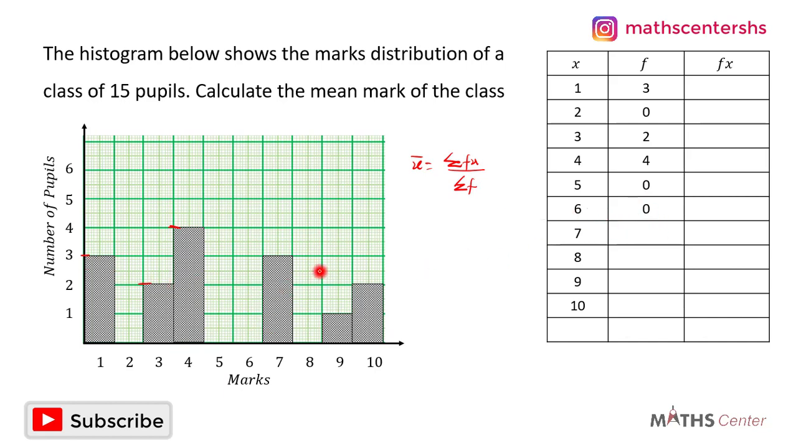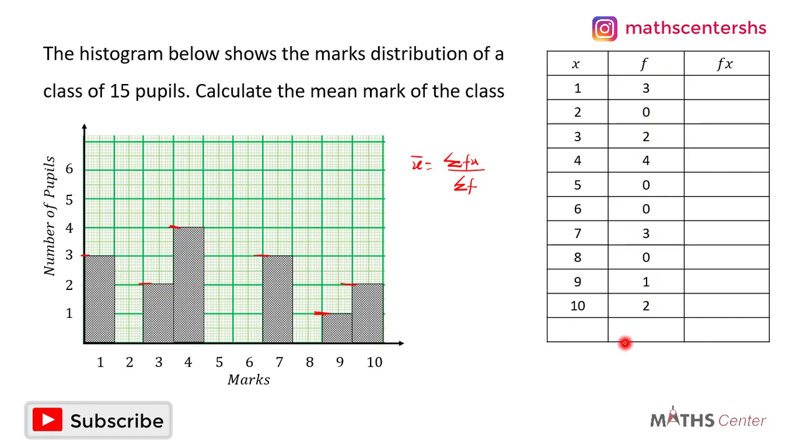The next one is 7. When we read from the graph, we can see that the frequency is 3. The next one is 8. There is no bar there, so the frequency is 0. The next one is 9. When we read from the graph, you can see that the frequency is 1. And the last one is 10. When we read from the graph, we can see that the frequency is 2.